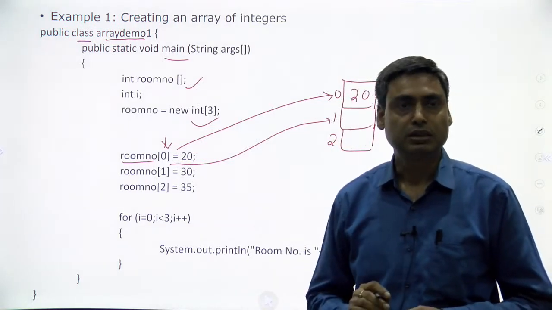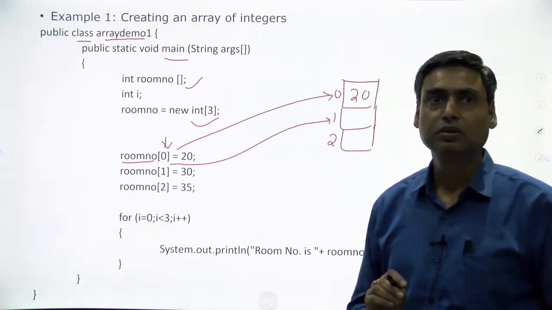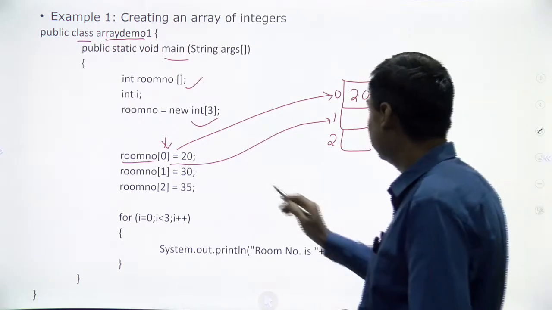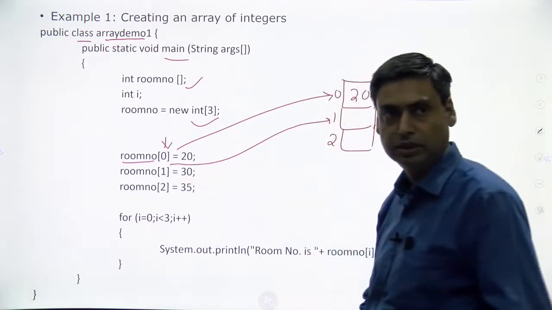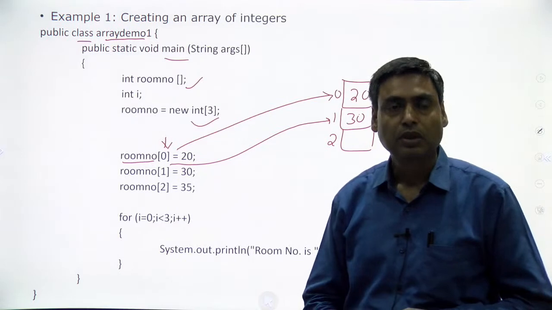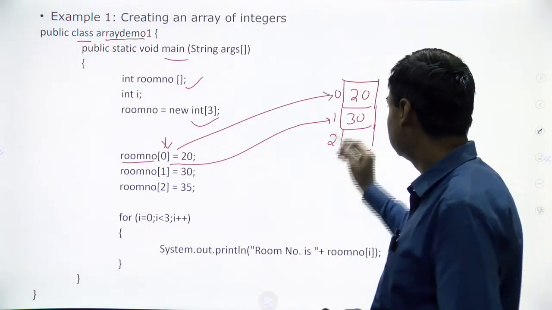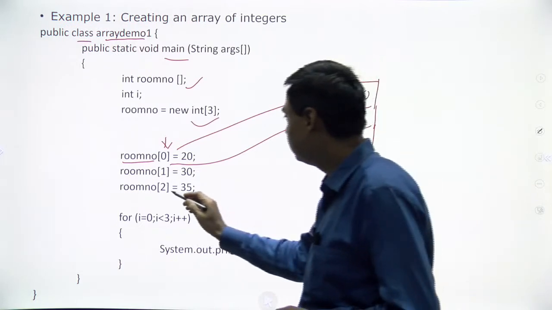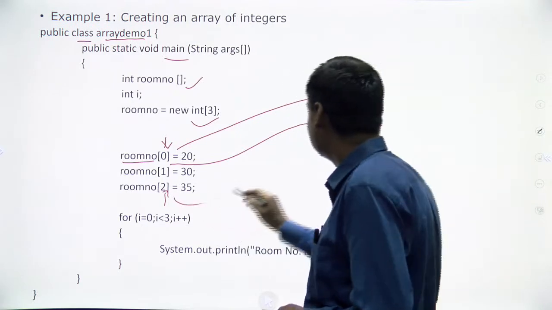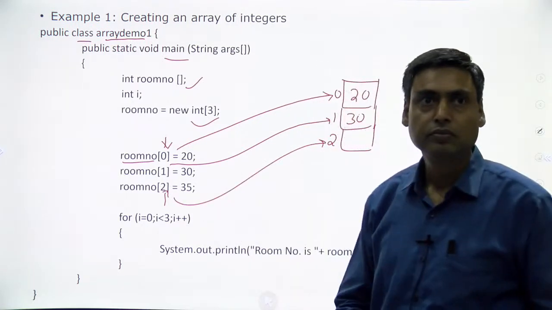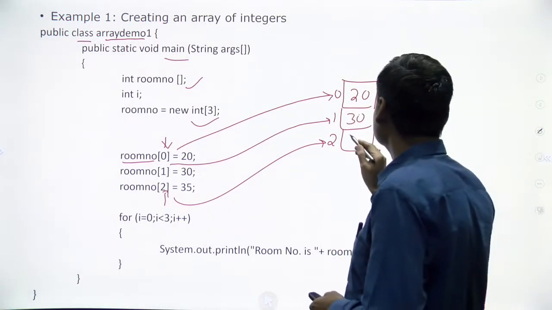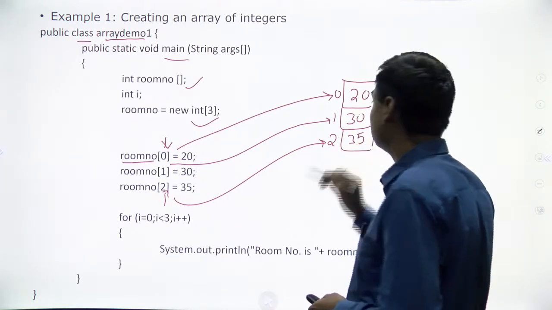A very important part is that whenever you are using an array, the index must start from 0. So 1 means the second location, and 30 will be assigned here. Next, the third location will be accessed with the help of index number 2. So you can see that in this location we are storing the number 35.